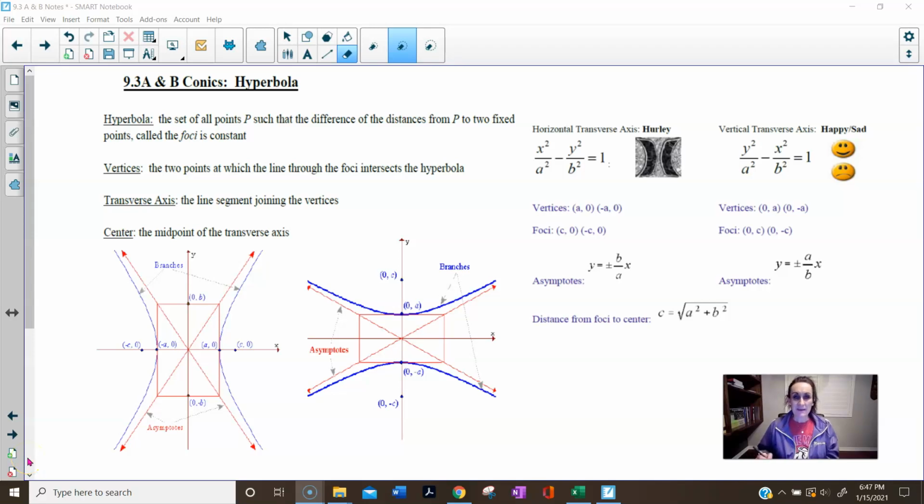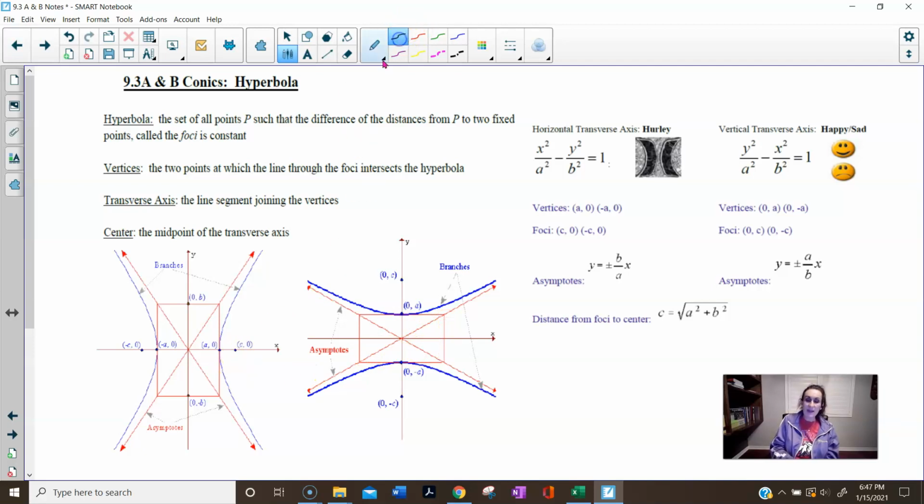The conic that we're working on now is the hyperbola. The hyperbola looks like a parabola. It's going to surround a focus, but you're going to have two curves instead of one curve. So looking at a hyperbola, let's go through some of the parts.